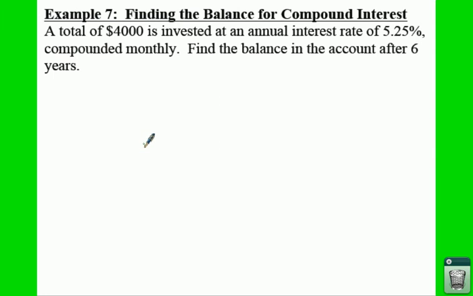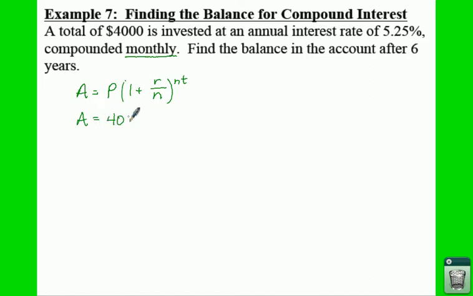So if we look at example 7, it says here we have a total of $4,000 invested at an annual interest rate of 5.25%, compounded monthly, so this is not continuously, it's compounded monthly. We need to find the balance after 6 years. So since we are compounded monthly, we need to use the formula A equals P times (1 plus R over N) to the power of NT. Well, we're trying to find A, so we're going to solve for that.